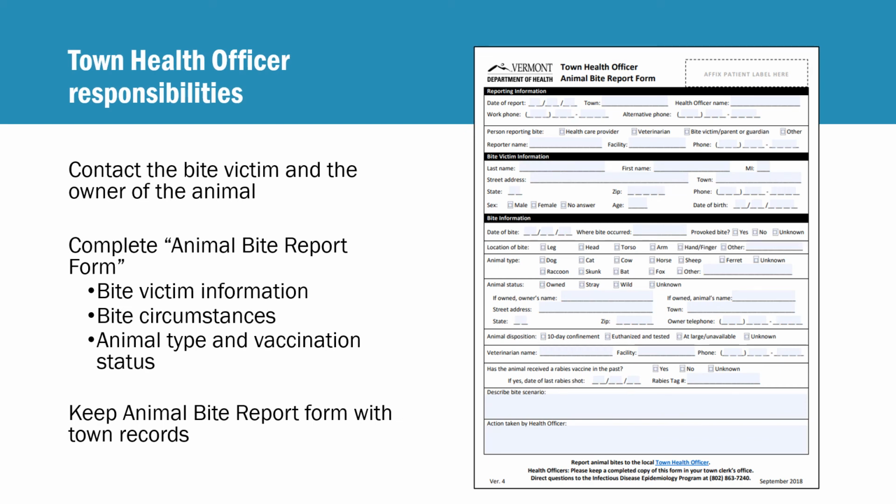Once a town health officer receives notification that an animal has bitten a human, they should contact the bite victim and animal owner, of course only for domestic animals, to get more information. Then complete the animal bite report form with this information, including animal type, animal's rabies vaccination status, and circumstances of the bite. Recording the rabies vaccination status is good to know more for town licensing information, but the 10-day monitoring period is required no matter the animal's vaccination status, whether they're up to date or not up to date.